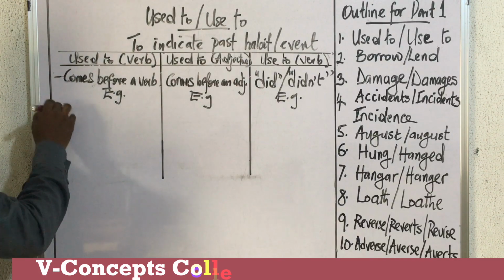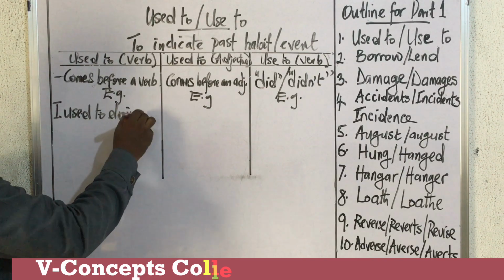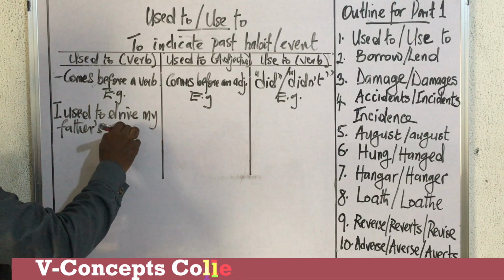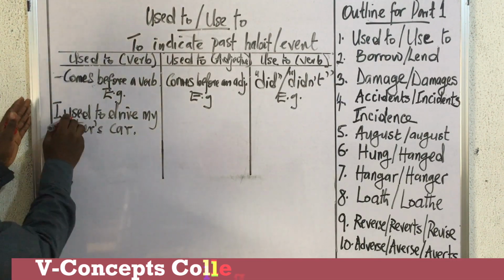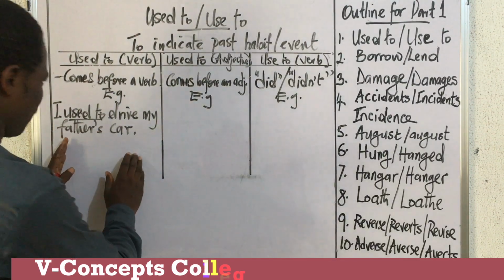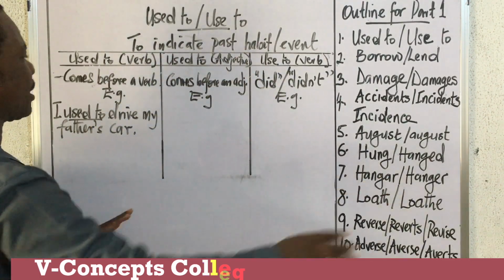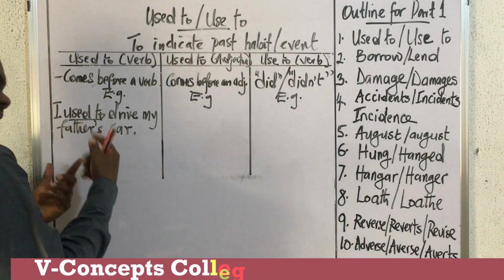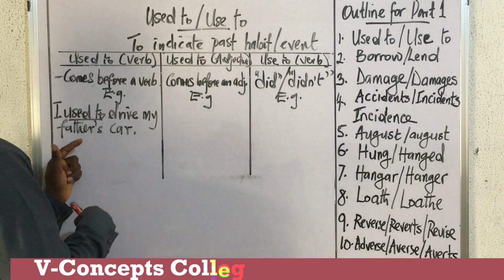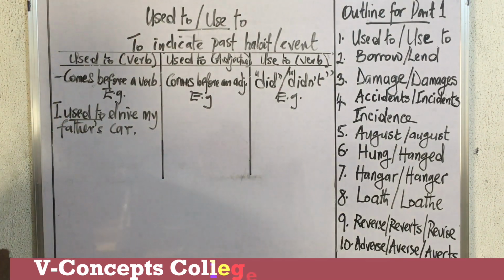If I say something like, I used to drive my father's car. Fine. Take note, this is the regular usage of the verb. This expression is telling us that this activity or action has passed. This fellow doesn't drive the father's car anymore. So he used to drive it. He used to do it. So it's a past event. It's the regular form.